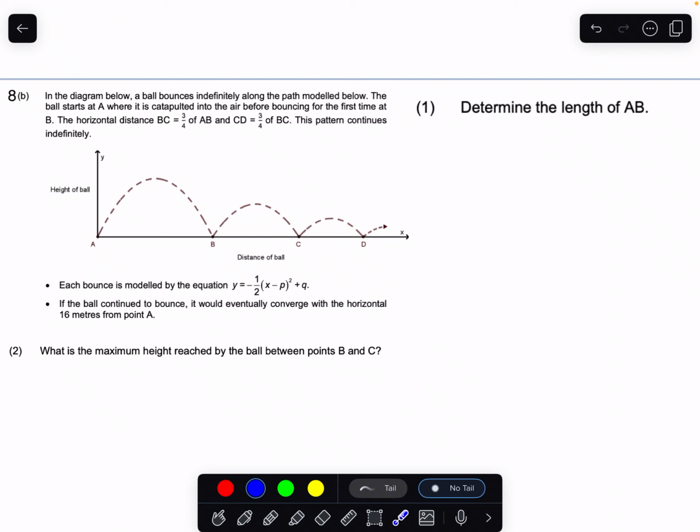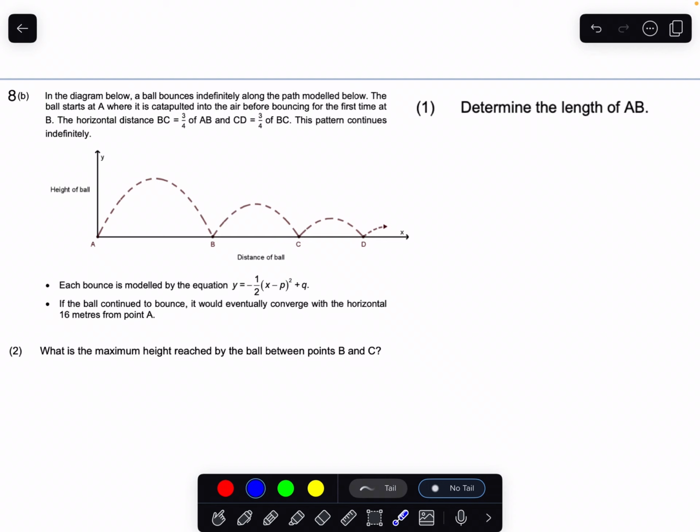But yeah, this is giving sum to infinity, right? If we're looking at the horizontal distances and what they add up to, we are dealing with a geometric series where r is 3/4, because each distance is 3/4 of the previous one. And because 3/4 is between -1 and 1, our geometric series does converge. So this information over here is telling us what it converges to.